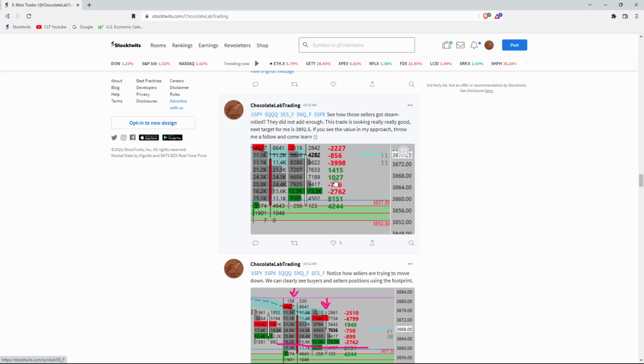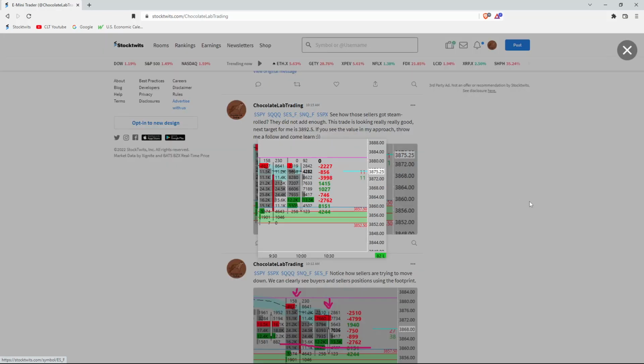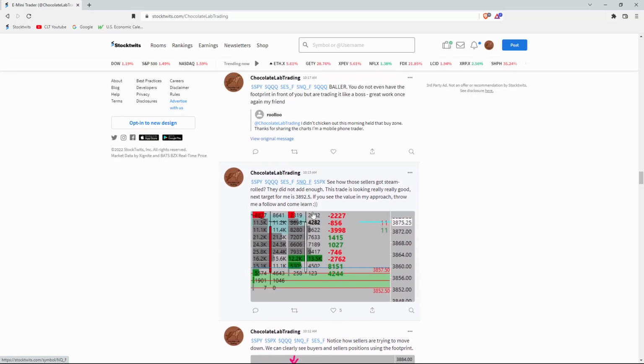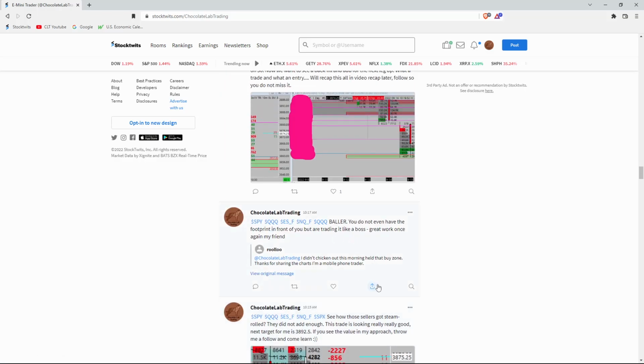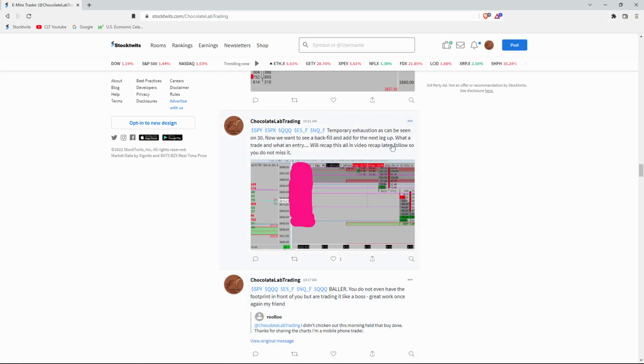Next target is 3,892 and a half. I don't remember if we hit that. Let's see. All right. Temporary exhaustion, as can be seen on the 30. Now we want to backfill and add for the next leg up. What a trade and what an entry.